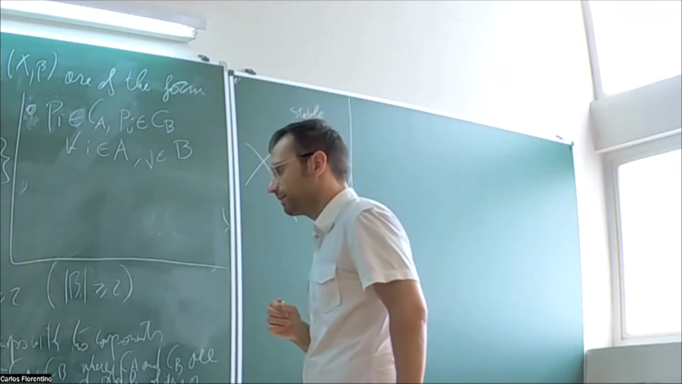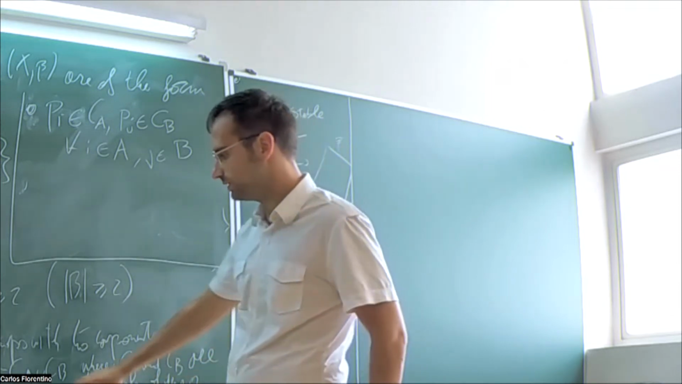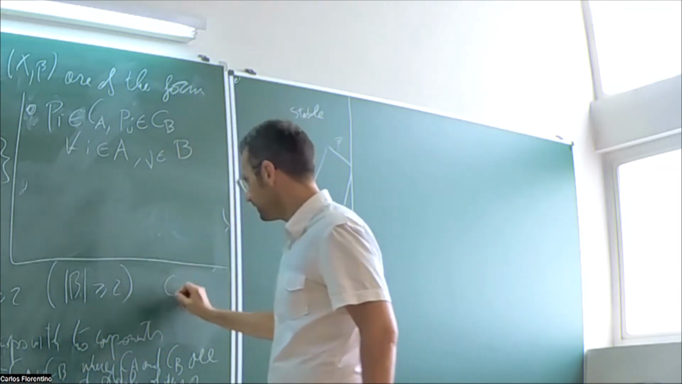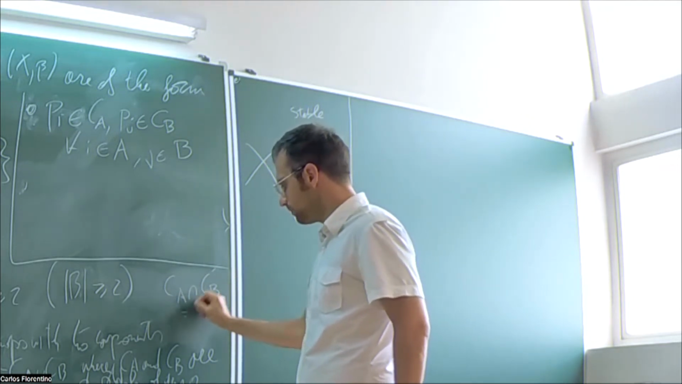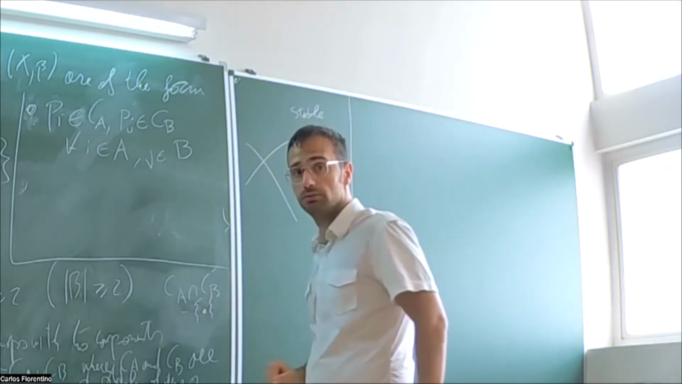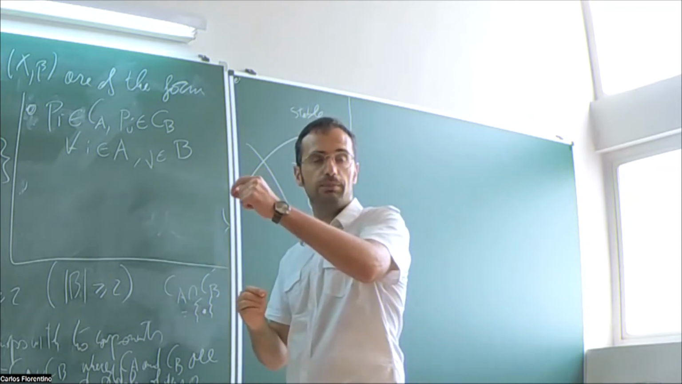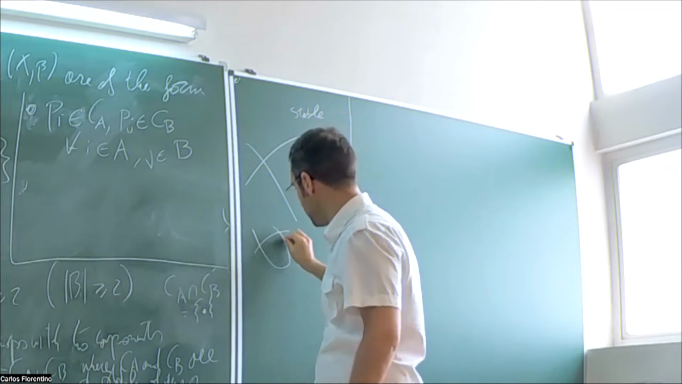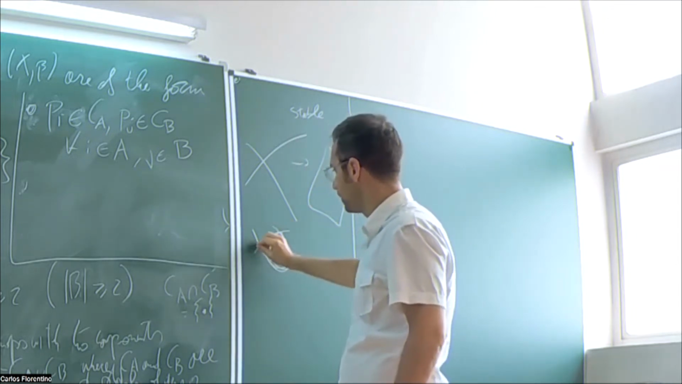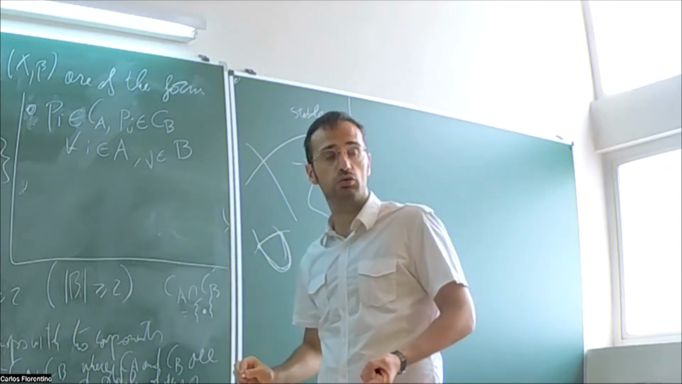Let's remember that since C is of genus 0, the intersection of CA and CB must be just a point. It cannot be 2 points, because if I have 2 points, I must have a loop. And a loop means genus 1.